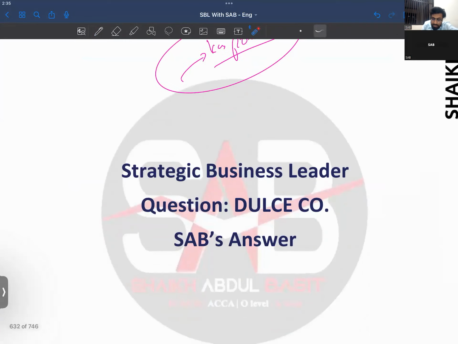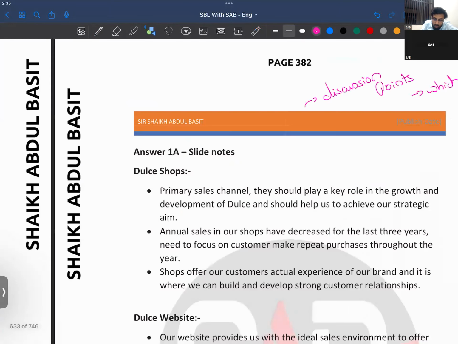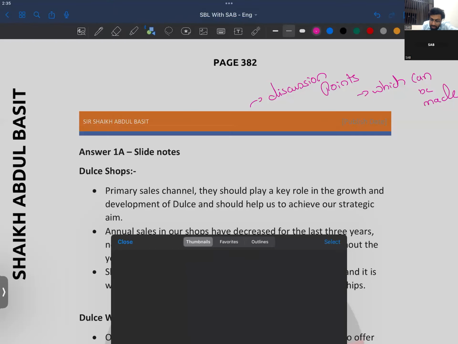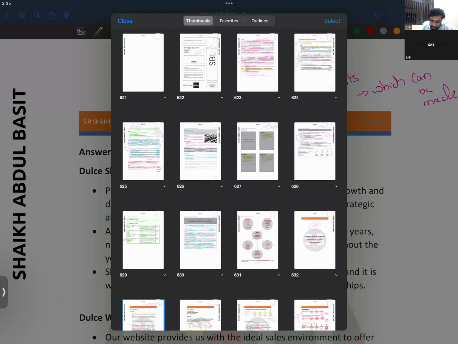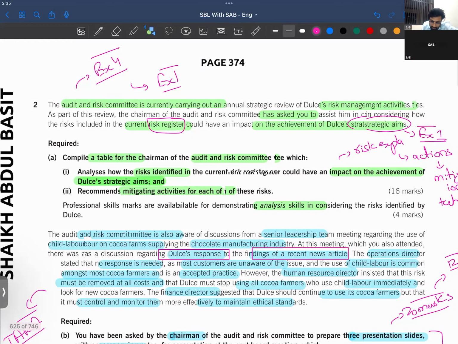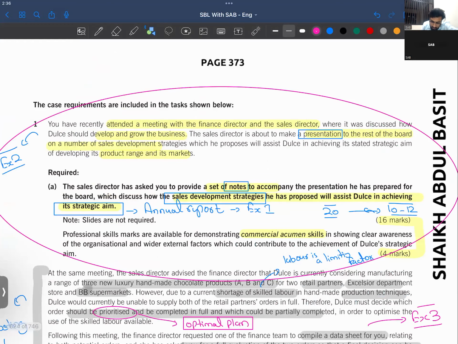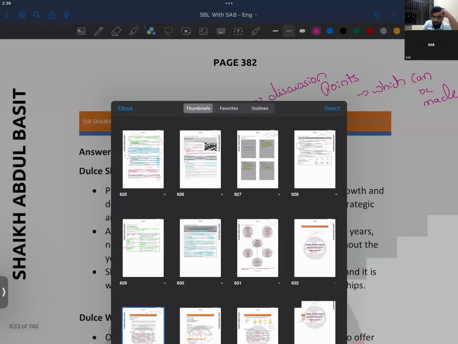So, Strategic Business Leader, question Dulles Co., these are the points I'll be making. Make sure you're using the right format here. I guess the slides are asked for here. So do that. Okay, they haven't asked you for the slides, but I've made them, so it's up to you whether you make them or not.